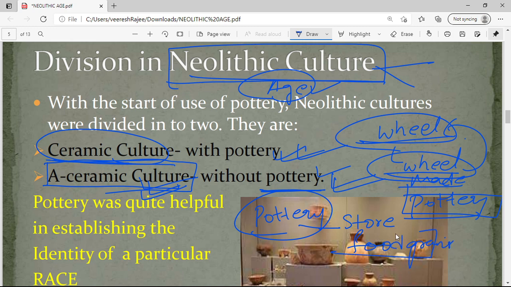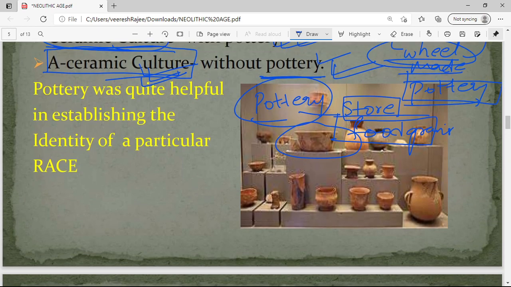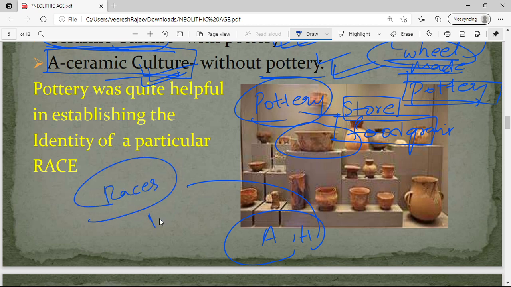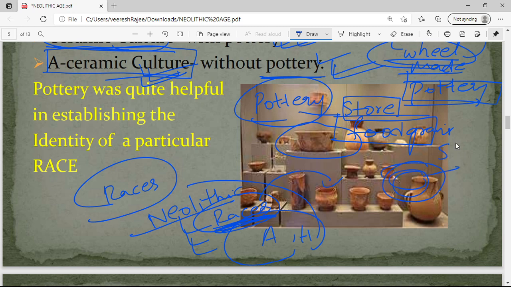But apart from storing food grains, these particular pots played a very important role, and in a way, they helped archaeologists and historians to learn about the different races which were present during the Neolithic Age. See, the Neolithic Age comprised of people belonging to different races, and this can be known through the study of pottery, because each race had their own style of pottery.